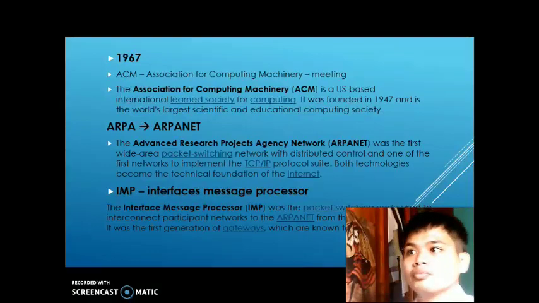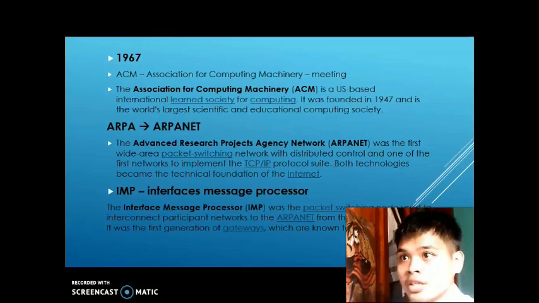1967, ACM, or Association for Computing Machinery. The Association for Computing Machinery, or ACM, is a US-based international learned society for computing. It was founded in 1947 and is the world's largest scientific and educational computing society.